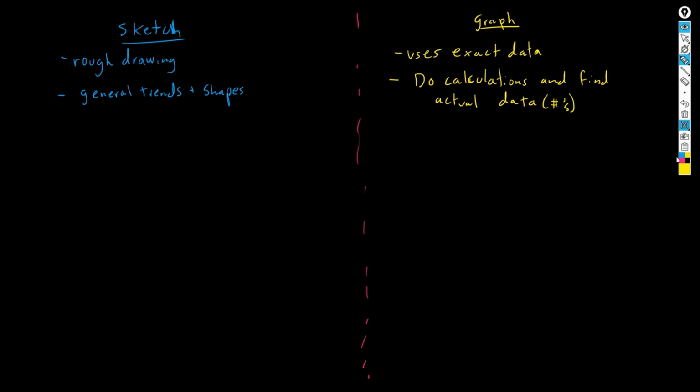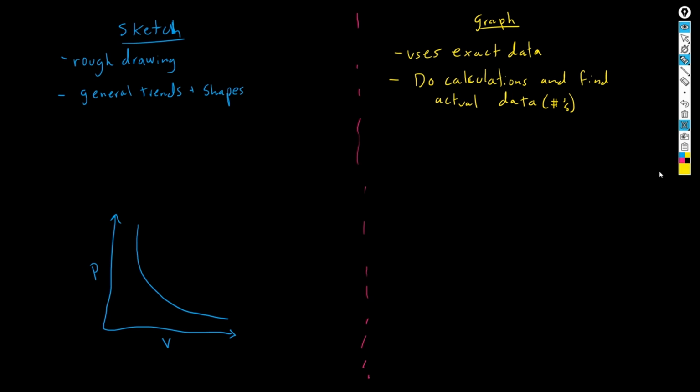So something like a sketch might be, if I had to draw a sketch of, let's say, something that we've actually seen, the relationship between pressure and volume. I know that as volume increases, pressure goes down. So the sketch of a graph of pressure versus volume might look something like this. This is a sketch. Notice that I'm not plotting individual points. I'm just saying that as volume increases, pressure decreases and vice versa.